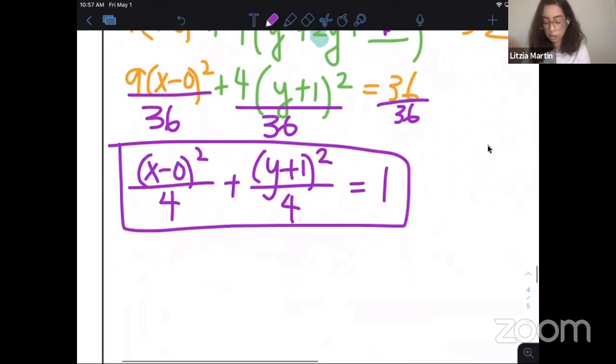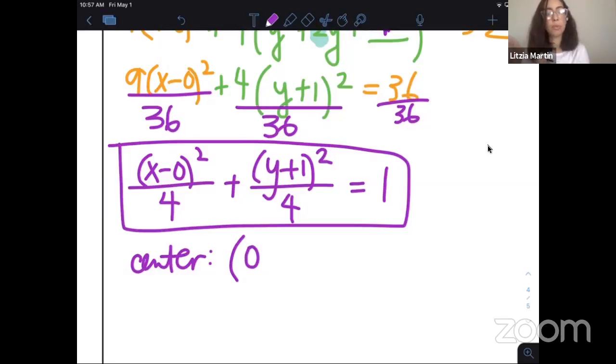So from here, just like we did in the previous example, we can determine the center, which in this case will be 0, -1. Oops, I made a mistake here. Sorry, there should be a 9. 4 over 36 is 1/9. So that's a 9. We have our center, and then we can figure out our vertices and our co-vertices.